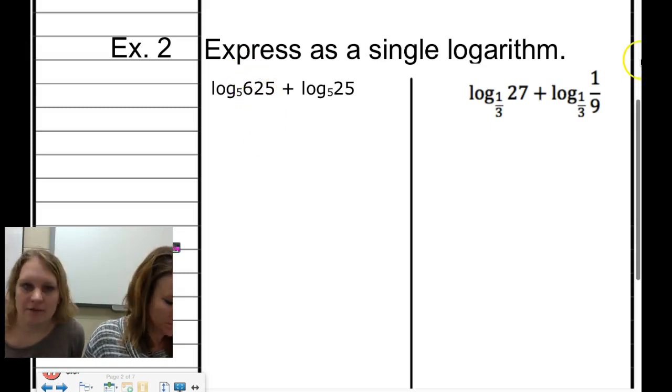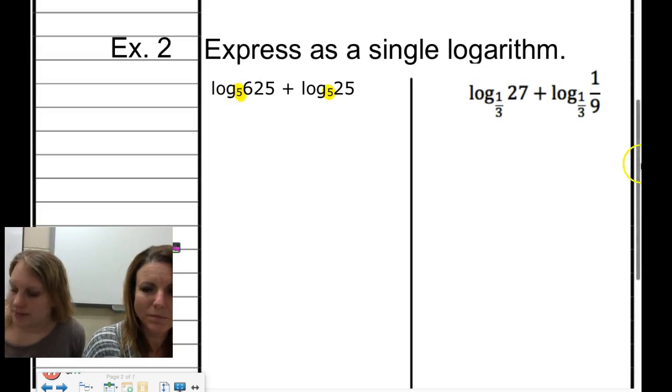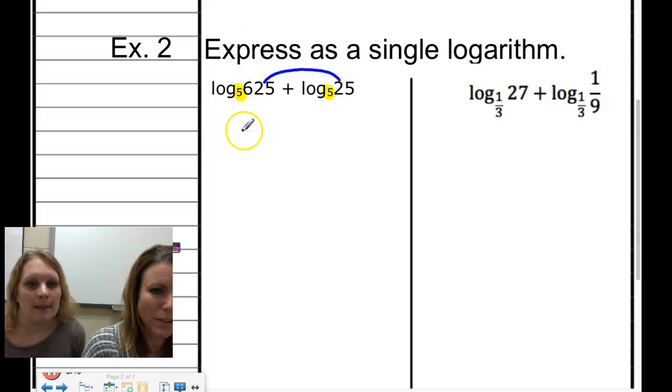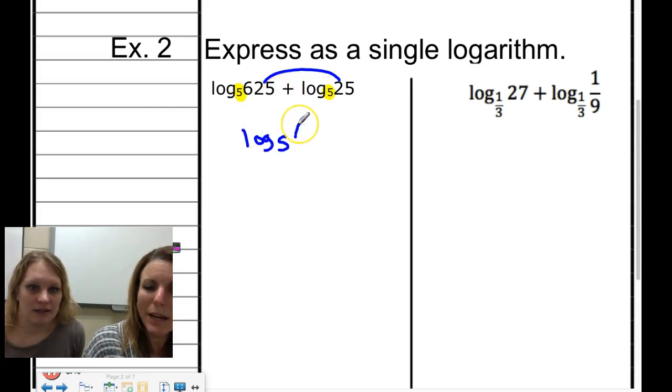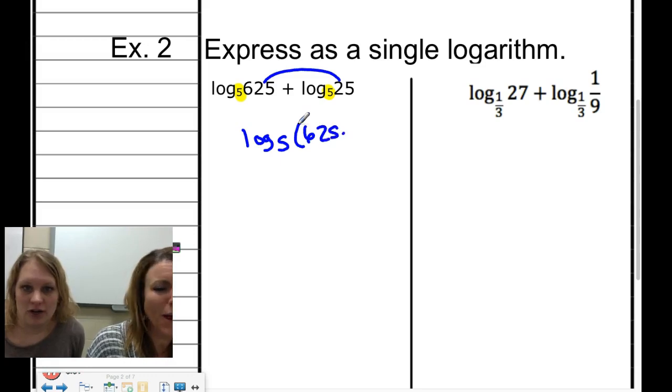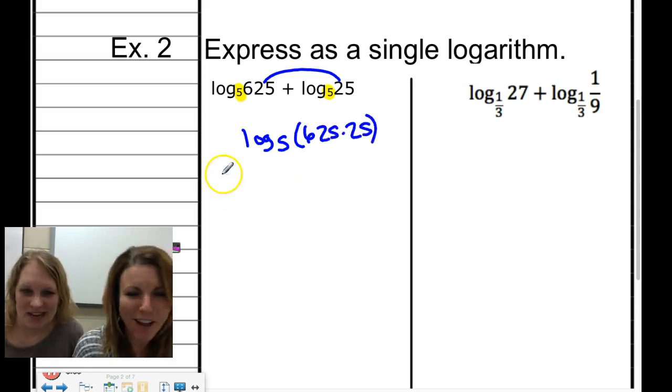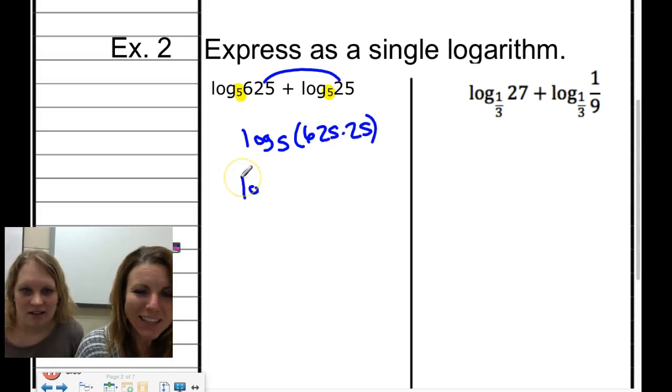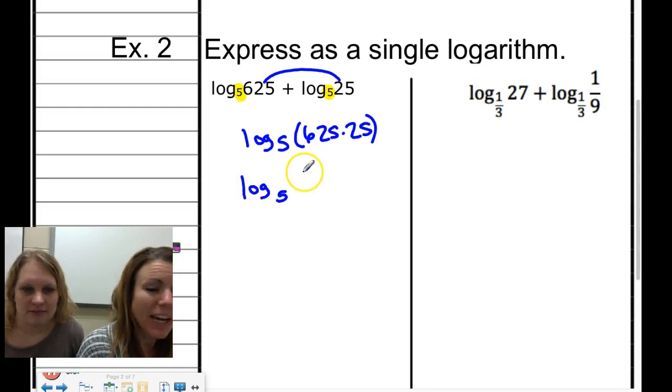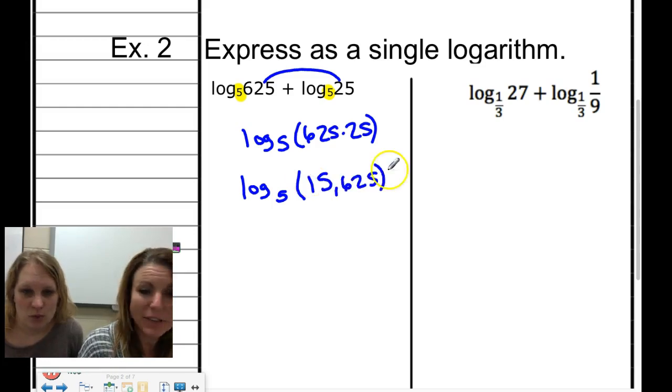All right, I'm checking first to make sure my bases are the same. They are. So that means I have to now multiply this times that. So we have log base 5 of 15,625, and set that equal to x.